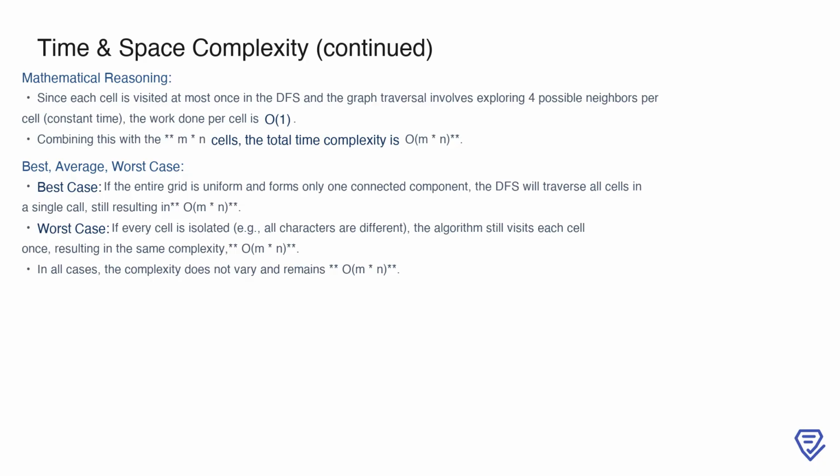Whether the grid is entirely uniform or consists of completely isolated cells, the algorithm's efficiency remains consistent. In the best case, a single DFS call traverses all connected cells, while in the worst case, each cell forms its own component. Regardless of these scenarios, the time complexity remains O(m*n), demonstrating the robustness of the algorithm.